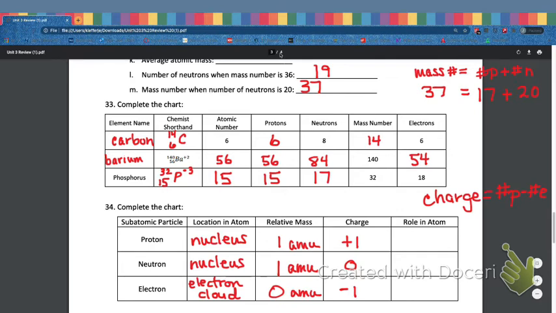Okay. So the role in the atom: protons determine what element it is. So it determines the identity. If we change the number of protons, we change what element it is. Neutrons stabilize our nucleus and keep it from flying apart. Okay? And the electrons determine the chemical and physical properties.